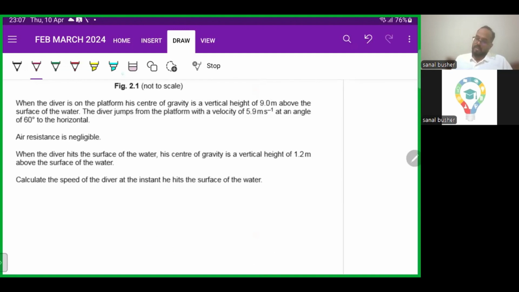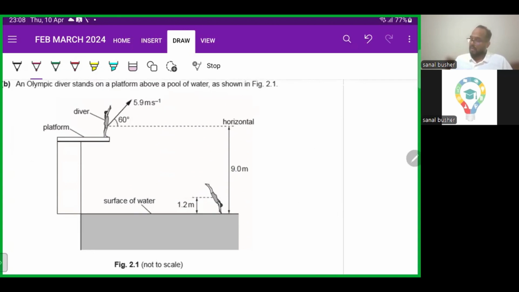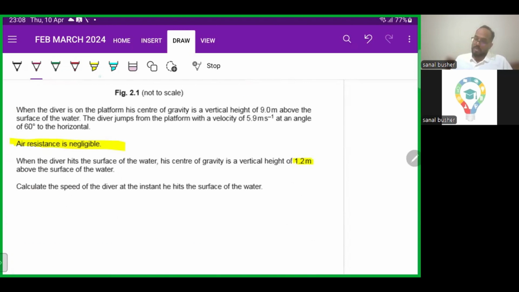Air resistance is negligible. When the diver hits the surface of the water, his center of gravity is at a vertical height of 1.2 meters above the surface of the water. So the moment he is hitting the surface of the water, the center of gravity is 1.2 meters above. That is a key point in this question. Calculate the speed of the diver at the instant he hits the surface of water. So at just that instant, you need to find out what the speed was.